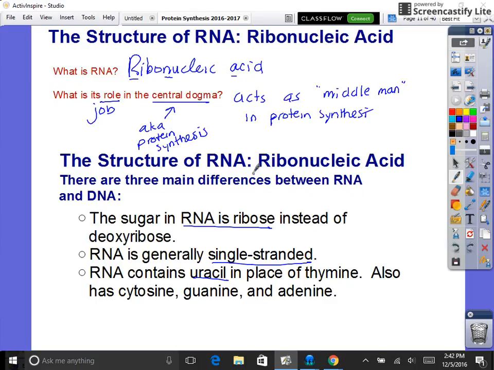The structure of RNA is different than DNA, so we're going to outline some differences. The sugar in RNA is ribose instead of deoxyribose. RNA is generally single-stranded. DNA was double-stranded. RNA contains uracil instead of the nitrogen-based thymine. RNA still has cytosine, guanine, and adenine. So the letters found in RNA are going to be U, C, G, and A. So A is going to pair with uracil rather than thymine.